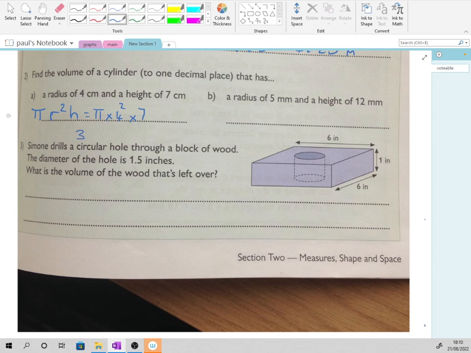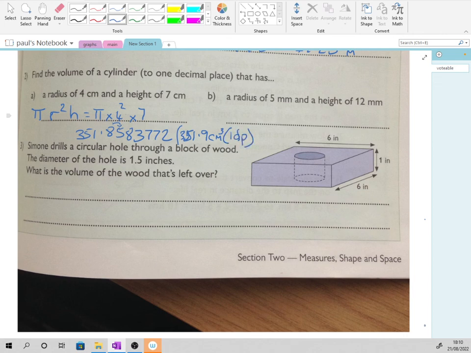1 decimal place. So we've got 351.8583772. Now 1 decimal place is this one. So look at that, it's a 5, so we're going to make that up to be a 9. So this is now going to be 351.9 centimeters cubed to 1 decimal place.